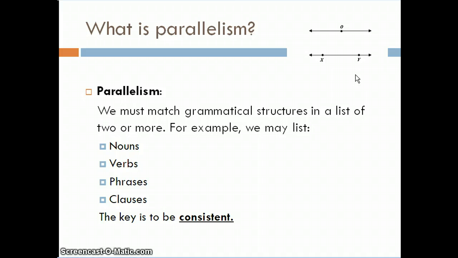So when we're talking about grammar, we must match grammatical structures in a list of two or more. For example, we can have a list of nouns, or a list of verbs, or a list of phrases, or a list of clauses. But the key is to be consistent. We don't want to mix and match grammatical structures. Nouns with verbs in a list, for example, would not be technically grammatically correct according to standard English. So we want to be sure that we're consistent.